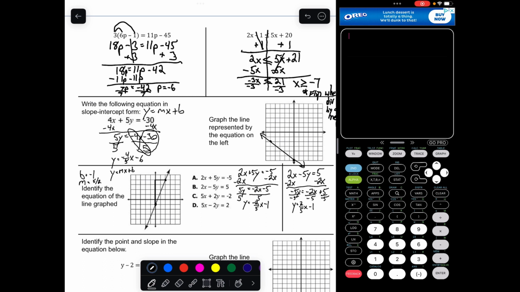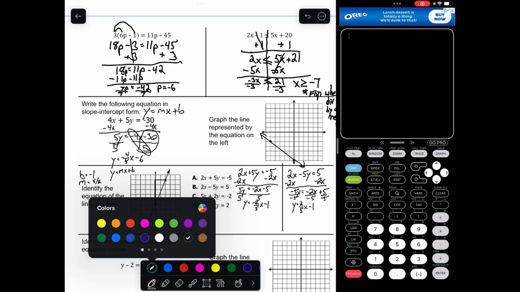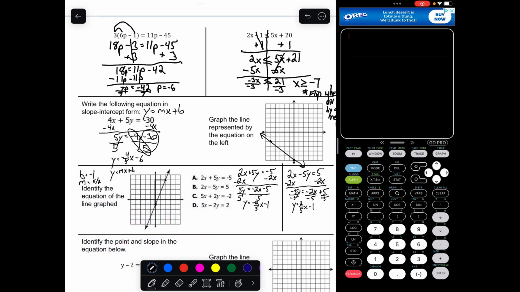That means I have to try choice C. If it's choice C, then that's the right answer. If it's not choice C, then I know my correct answer is D. So no matter what, this is going to be the last one that I have to do. So I'm going to draw a little line to give myself an area to work in. And then hopefully that'll be enough space.